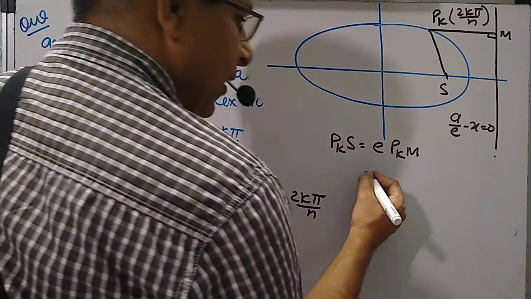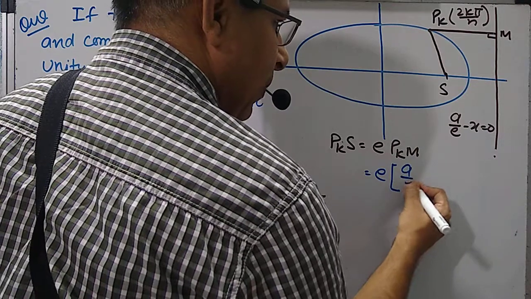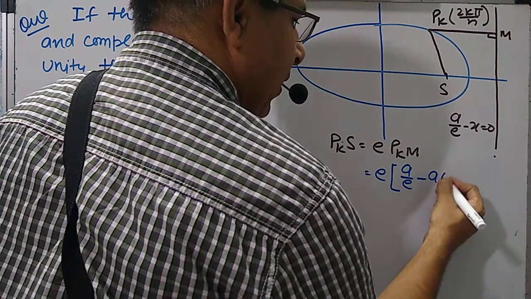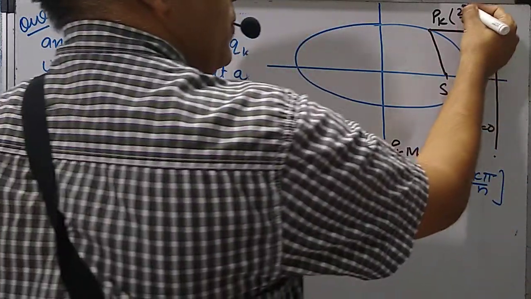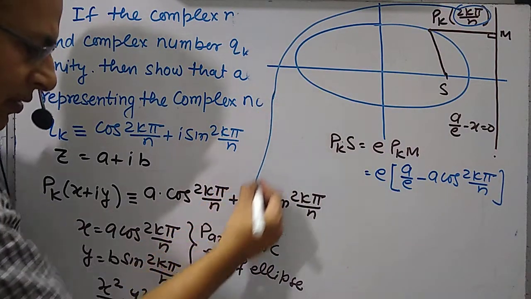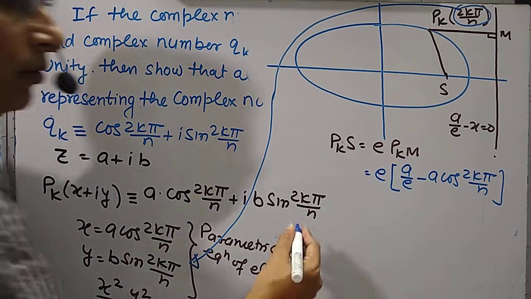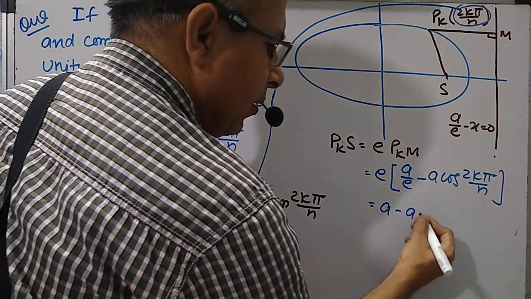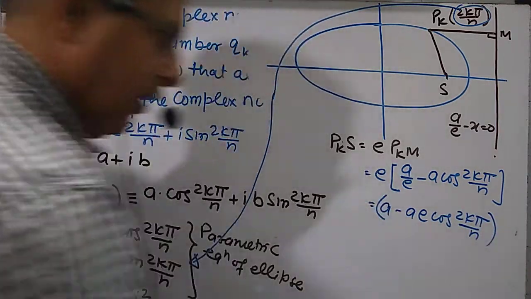So now we have to write e times pkm, that is e times a upon e minus x, and this is a cos 2k pi upon n, because the coordinate of pk is given like this. This is the coordinate of point pk. So the x coordinate is a cos 2k pi upon n, and the y coordinate is b sin 2k pi upon n. Getting it? So now it is a minus ae cos 2k pi divided by n.